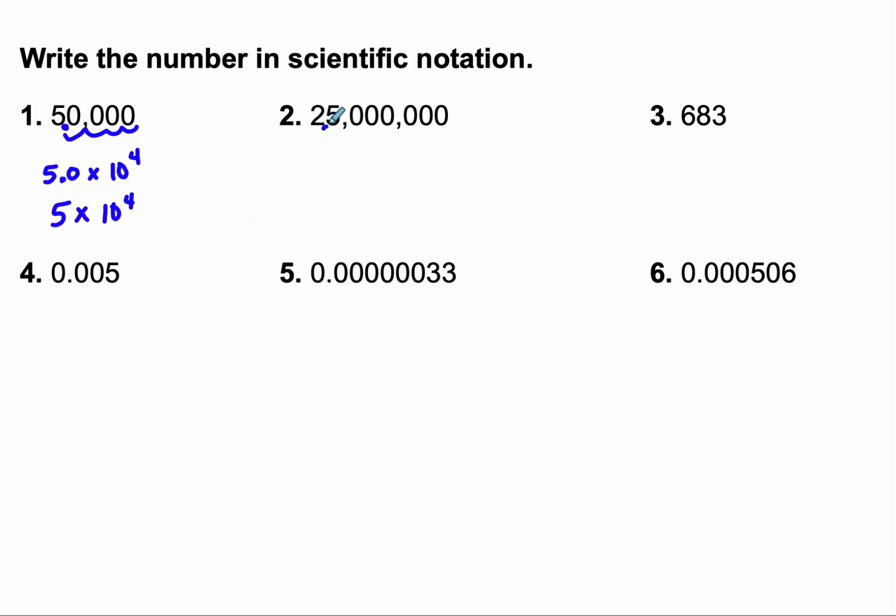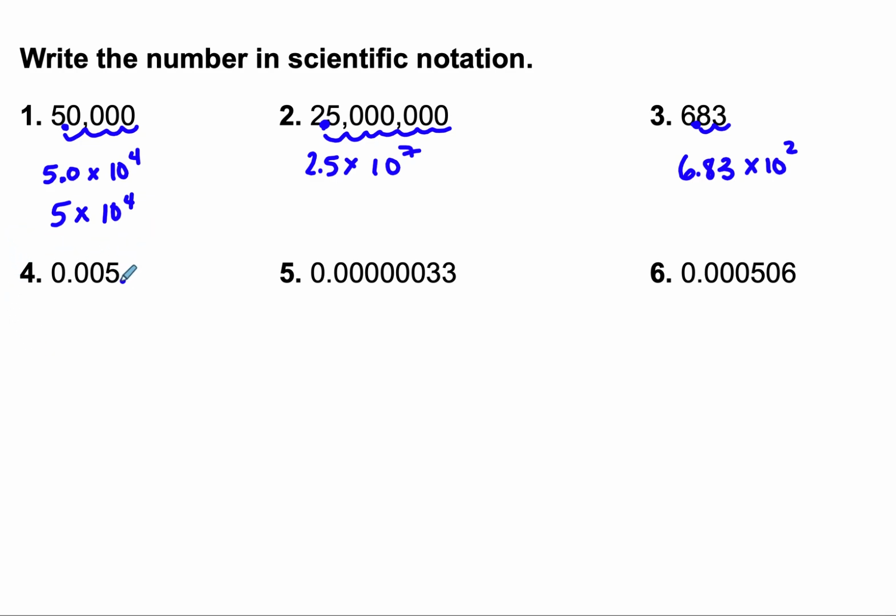Okay, number 2, I need to put my decimal in between my first two numbers that are not zeros. So 2.5. And then I need to see how far I multiplied, how many spaces. 1, 2, 3, 4, 5, 6, 7. So 2.5 times 10 to the 7th power. 683. That decimal is going to go in between the 6 and the 8. That's 2 spaces over. So 6.83 times 10 to the 2nd power. Those were all positive exponents because I started with numbers that were greater than 1. Now I have numbers that are between 0 and 1, decimals, so they're all going to have negative exponents.